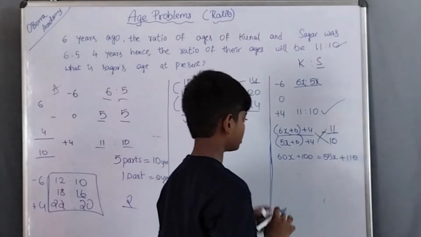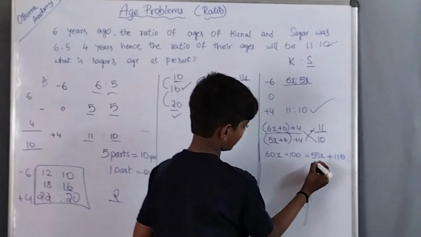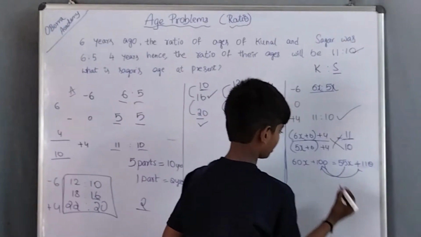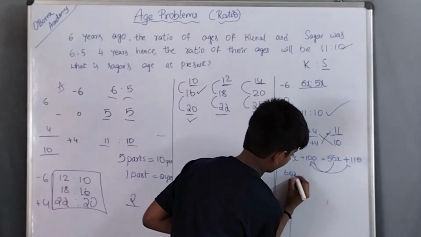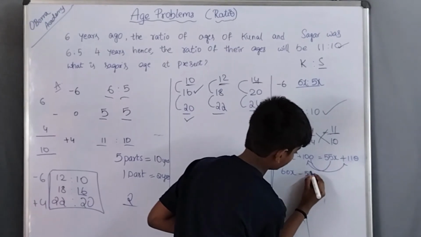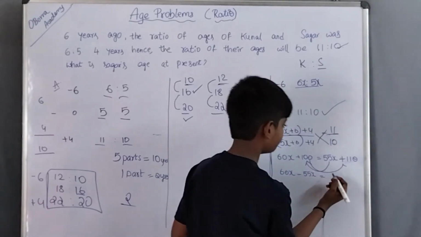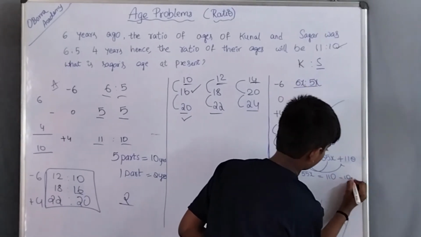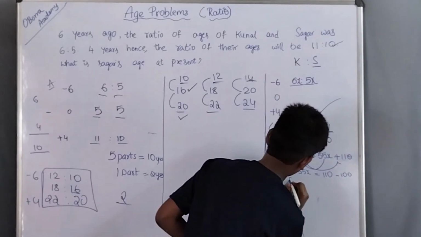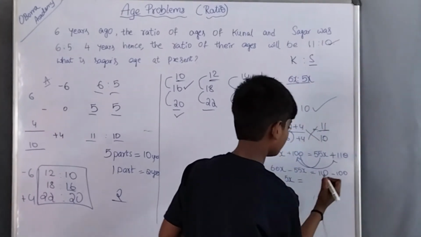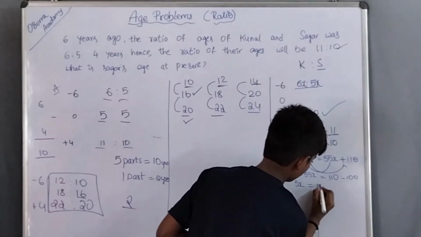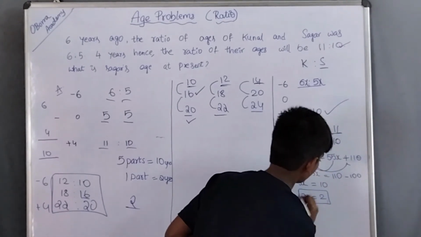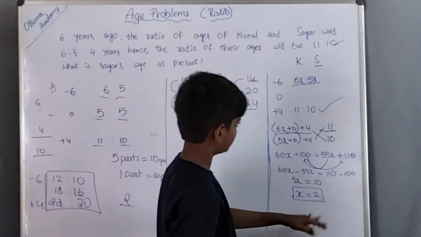Yeah. So now let's solve it. What we'll have to do, we'll take this 55x over here and we'll take this 100 over here. So now let's solve it. So 60x minus 55x equals to, so here 110 minus 100. So 5x equals to 110 minus 100 is 10. So x equals to 2. We had got the value of x.